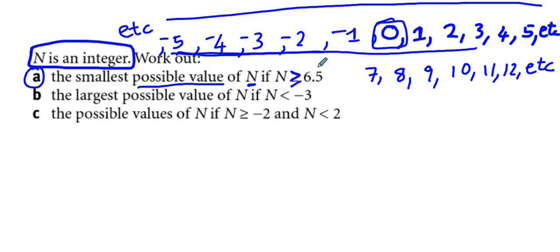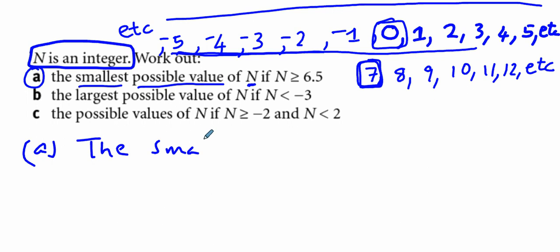Why do you think I did not start with 6.5? Because when it says greater than or equal to 6.5, that means you have to start with the number itself, 6.5. Now, I did not start with 6.5 because 6.5 is not an integer. An integer is a whole number. That's why I have begun with 7. Now, the question is, what is the smallest possible value of n? The smallest from this list here is 7.